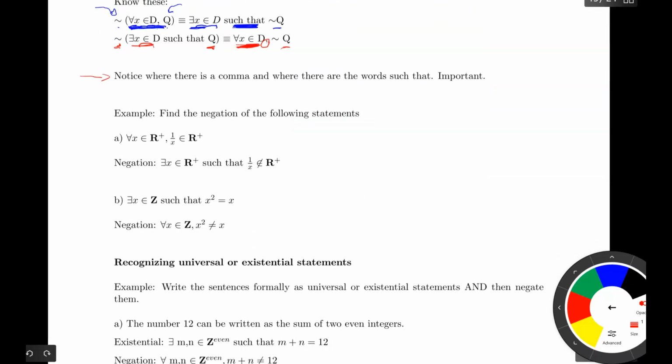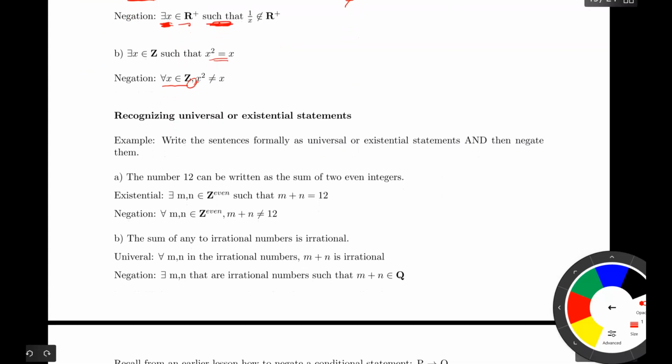All right, so find the negation of this statement. Taking the negation of a universal: for every X in the real positives, there exists an X in the real positives, such that, right, anytime you say "there exists," "such that" 1 over X, and you take the negation of this, X, and this is the way you say not, so not an element of positive reals. All right, take the negation of this. The negation of "there exists an X in the integers" is a universal: for every X in the integers, comma, then take the negation of this, X squared does not equal X.